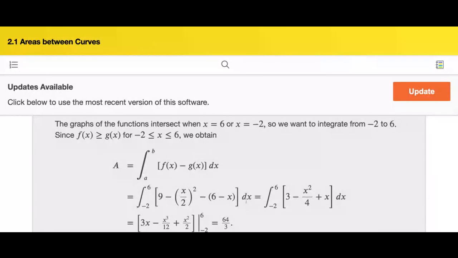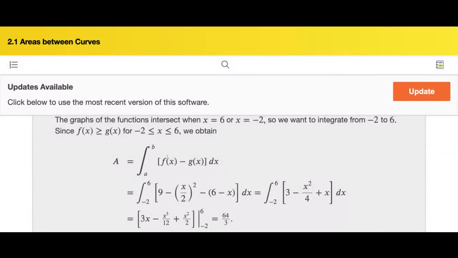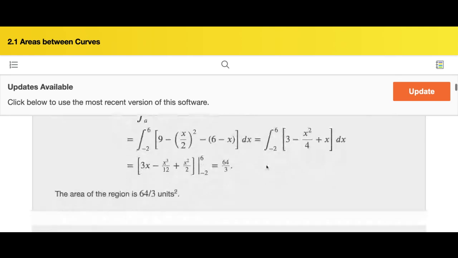If I don't want to draw the picture, if I'm not asked to sketch the picture, I don't really have to draw the graph. I just do f minus g. If in the end I get a negative value, I just switch g and f, right? In this case, if I do g minus f, I will in the end get -64/3. So, to offset the negative sign, I just switch f and g.